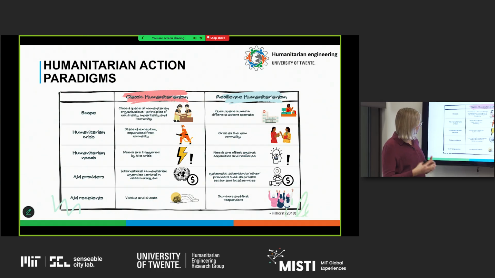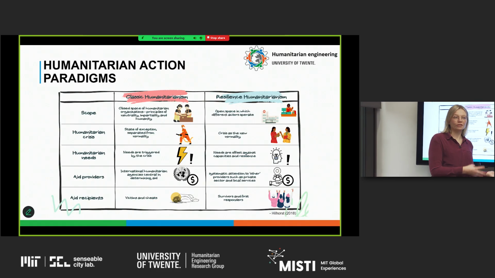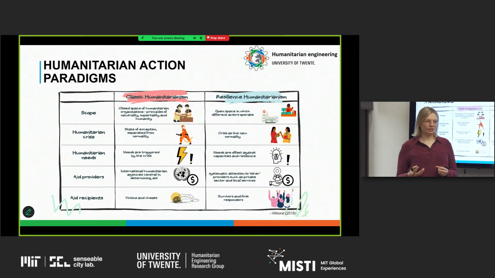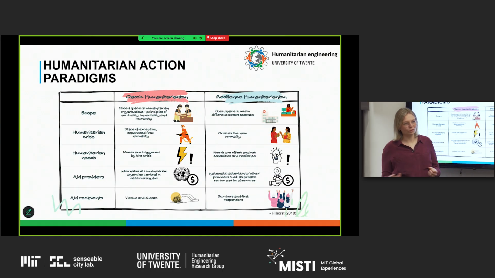We also redefine humanitarian needs a little bit. Needs are not only triggered by a crisis, but they are also offset against the capacities and the resilience that people already have. A lot of times local people already have a lot of capacity and knowledge. They know how to react in a disaster situation because it has maybe happened already 10 years before, or 5 years before, if you think about flooding or earthquakes. So we try to take that knowledge into account.